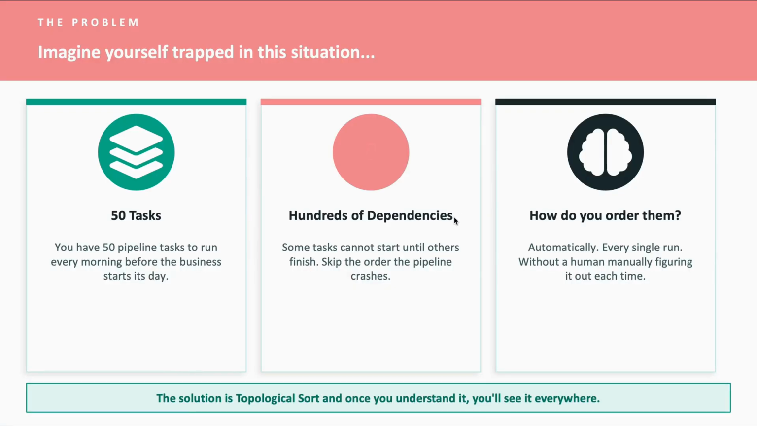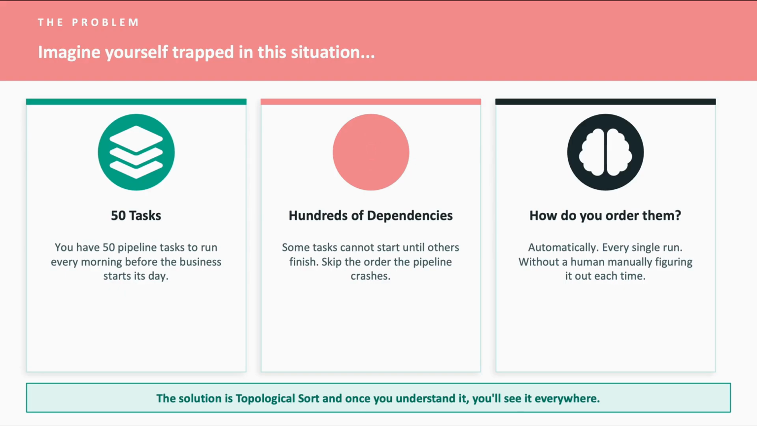So imagine yourself trapped in this situation. You just joined the data team. Every morning at 6 a.m. you have 15 tasks that need to run. Some tasks can't start until others finish. So you can't run the transformations before the ingestion is done, and you can't run the aggregations before the transformation.